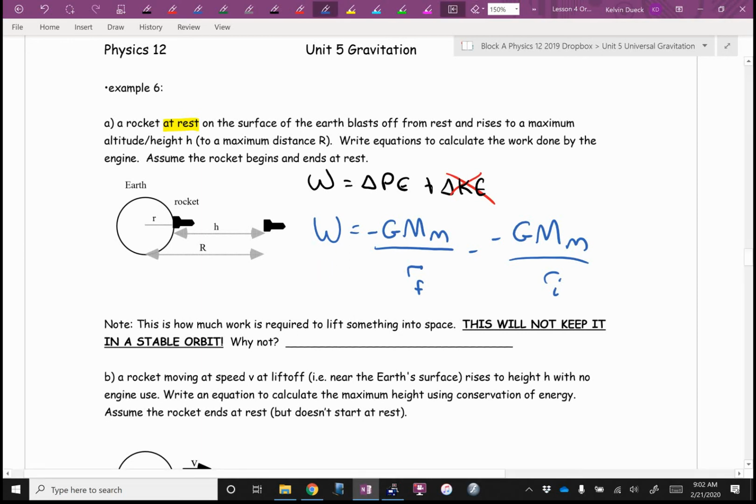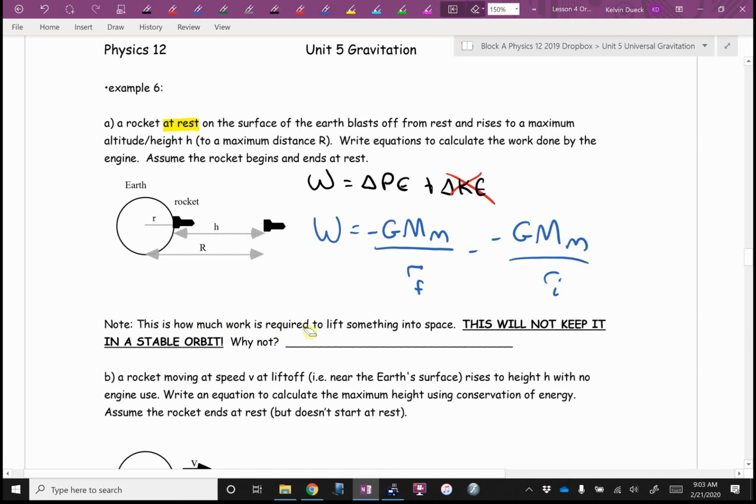How much work? I could potentially ask you to get one of the R's by itself. I wouldn't do that. Let me phrase that. There is a very good chance I might ask you to find an R, but I wouldn't try and get the R by itself. I would crunch this as a number and then get the R by itself. I wouldn't do the algebra first.